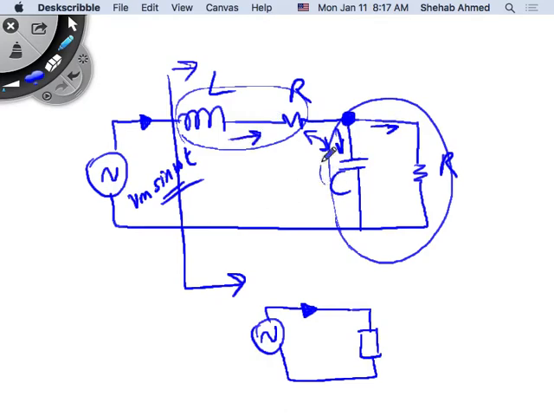And if I remove this capacitor, the equivalent impedance will change, right? If you put it back, equivalent impedance changes again. What does a capacitor do to the angle between voltage and current?